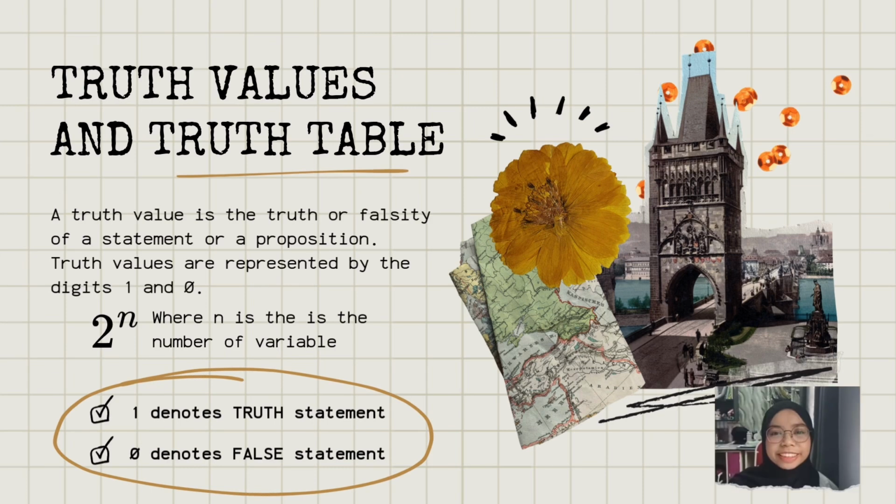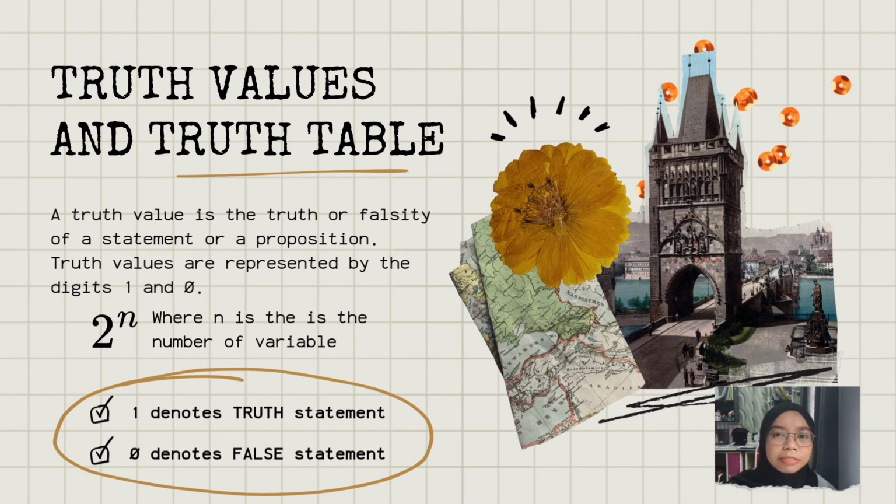Hi, I'm Hanani and I will explain truth value and truth table. A truth value is the truth or falsity of the statement or proposition. A truth table displays the relationship of the truth values of the statements.